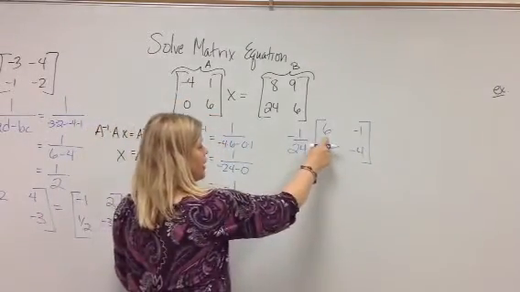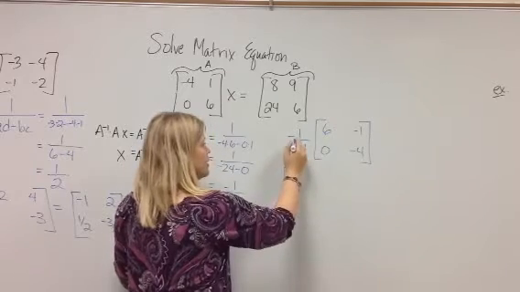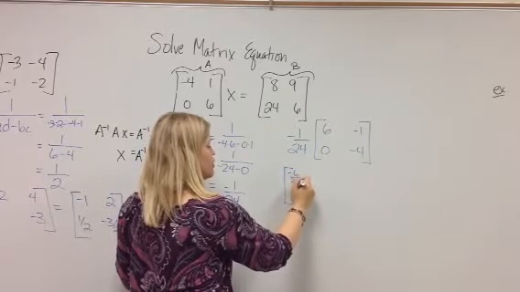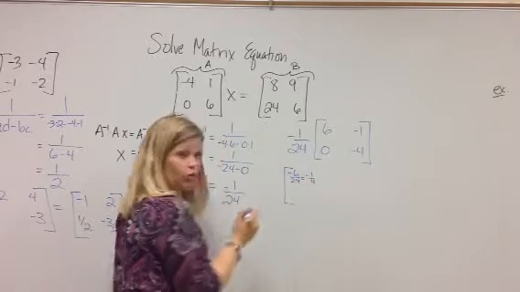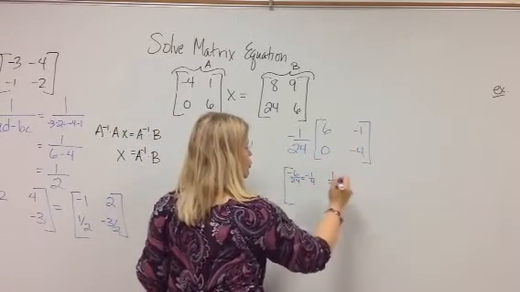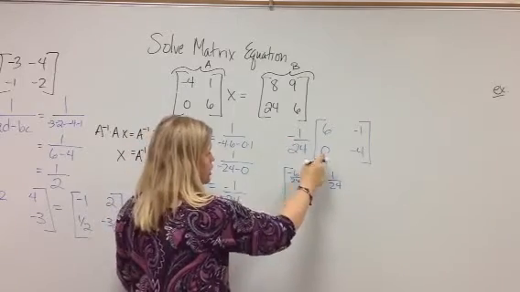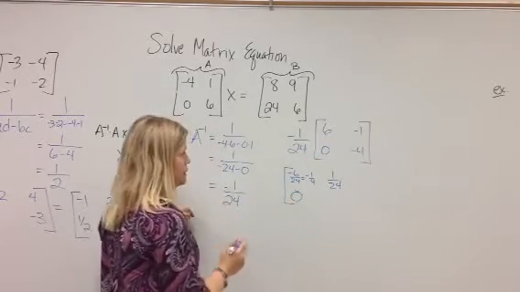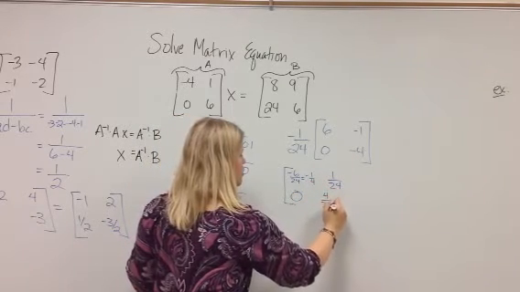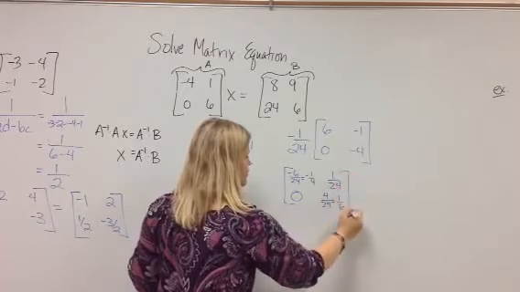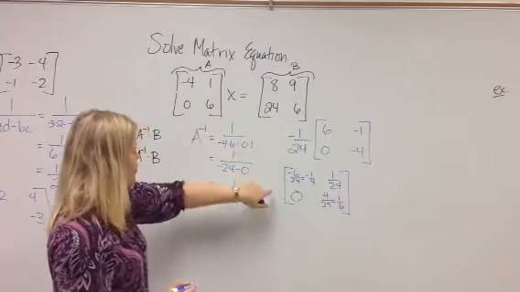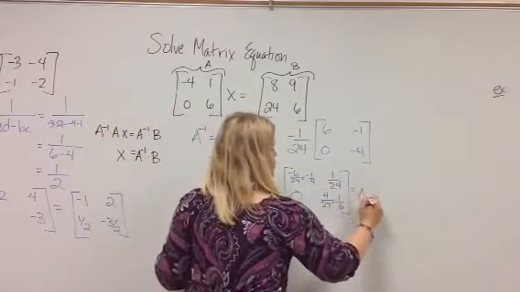And now we're going to multiply. So we get negative 1 over 24 times 6. Well, that's like negative 6/24, or in other words, negative 1/4. Negative 1/24 times negative 1 is a positive 1/24. Negative 1/24 times 0, well, that's easy. That's just 0. And negative times a negative is positive, and you get 4 over 24, which equals 1/6. Well, that's a little messy, but we'll work with it. So we found our inverse matrix.